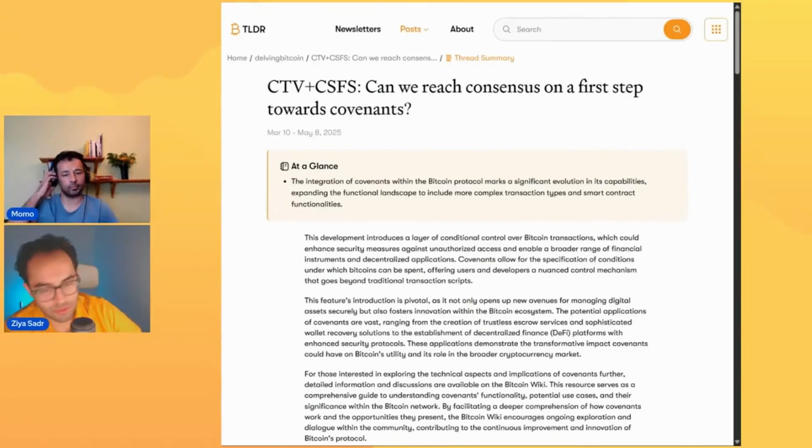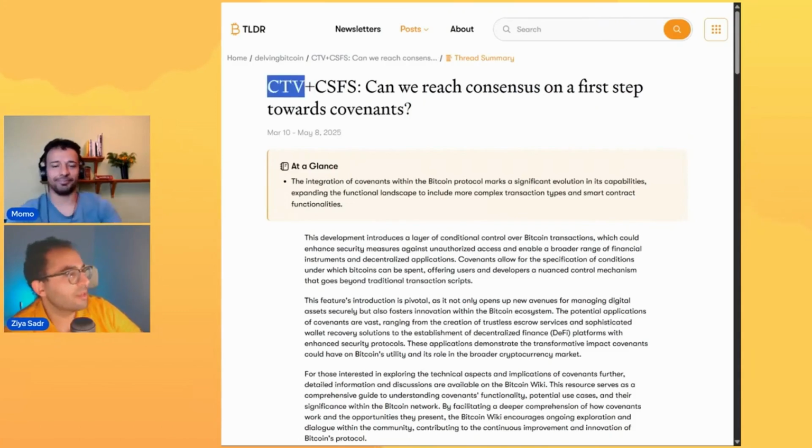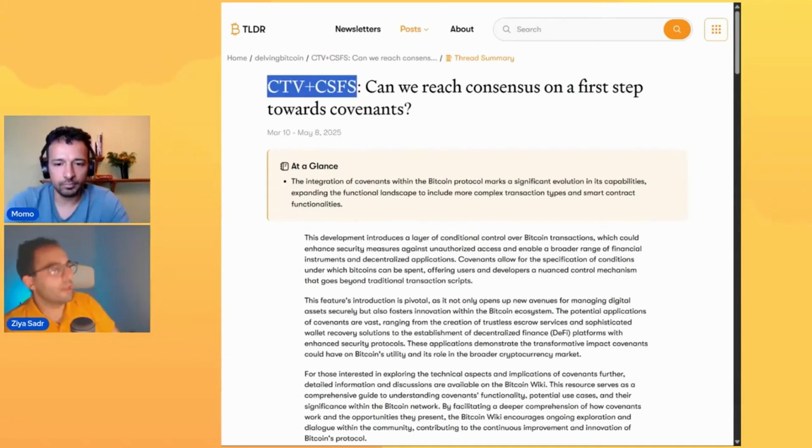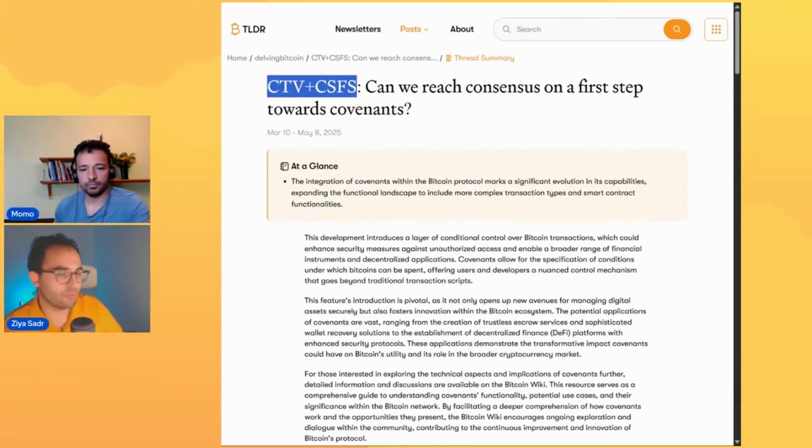CTV, CSFS, CheckTemplateVerify, CheckSignatureFromStack. So there was UpCTV back in the day, and then there was CheckSignatureFromStack, and now people are suggesting to enable these two together because it kind of has the best of both worlds for enabling covenants with a soft fork on Bitcoin in the future.